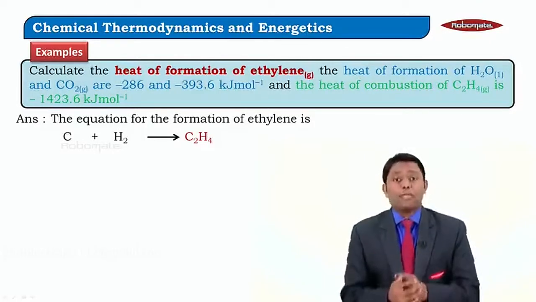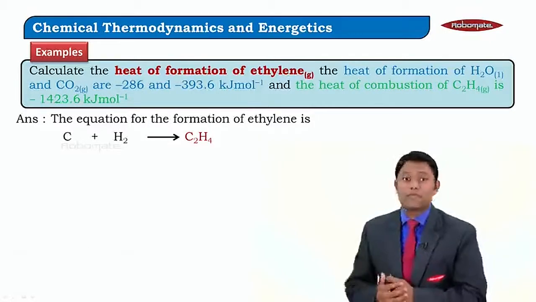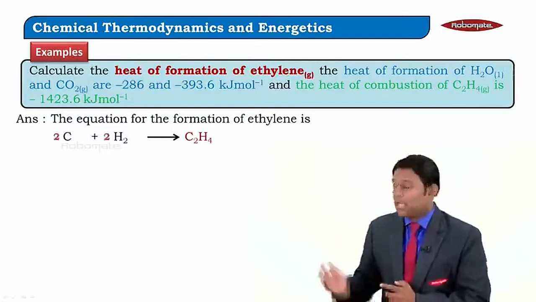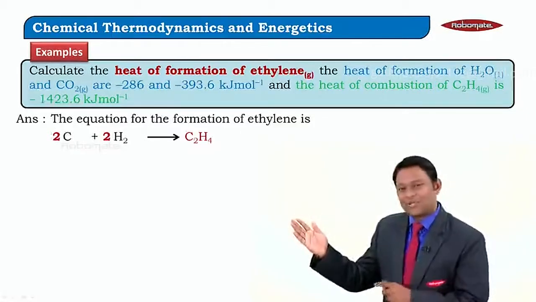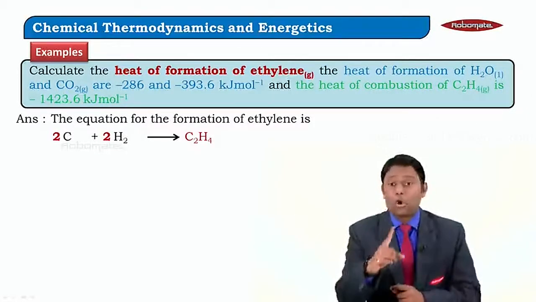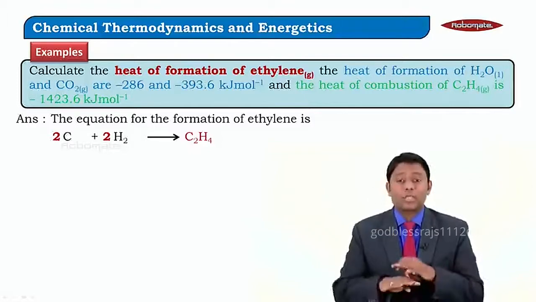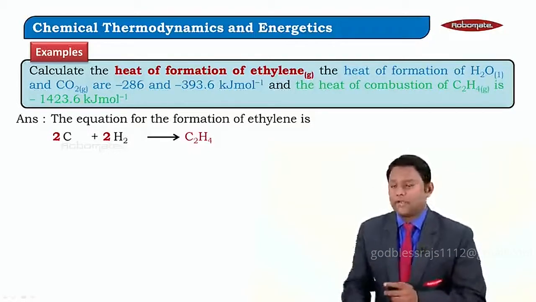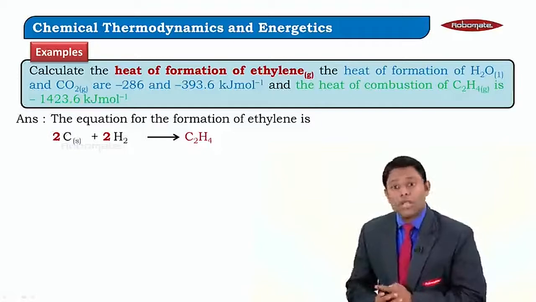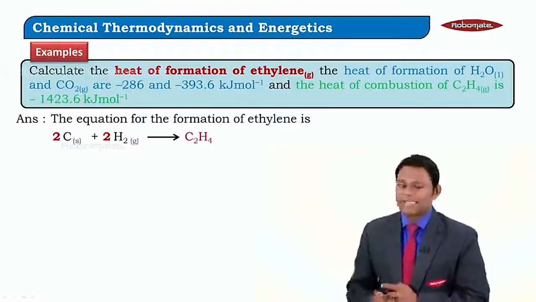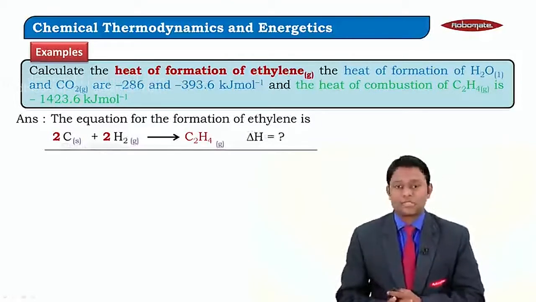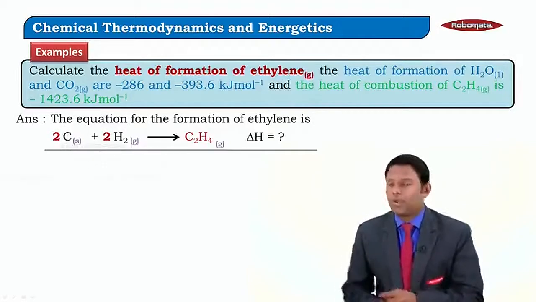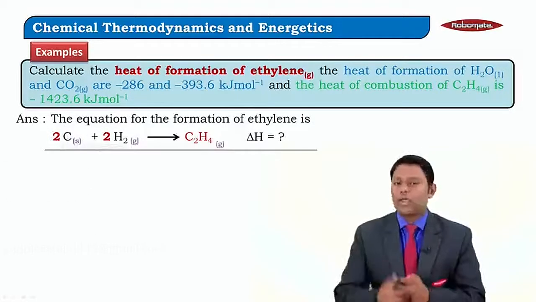Since it is formation of ethylene, we cannot change the balancing of ethylene. So the balancing will be 2 times carbon plus 2 times hydrogen giving you 1 mole of ethylene. But it is not complete here. We still have to write the physical states. Carbon is a solid, hydrogen is a gas, and ethylene is also gaseous. So this is the equation which we want, and its delta H value we require.